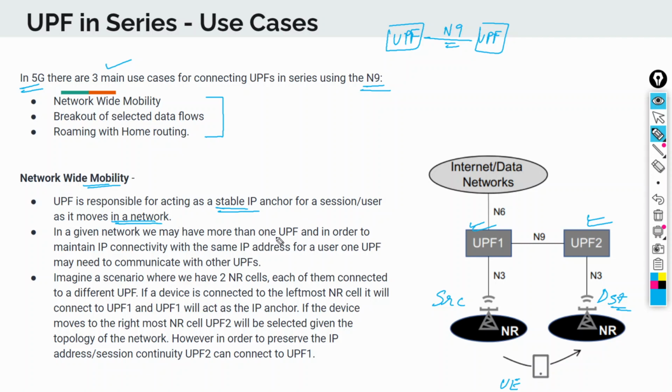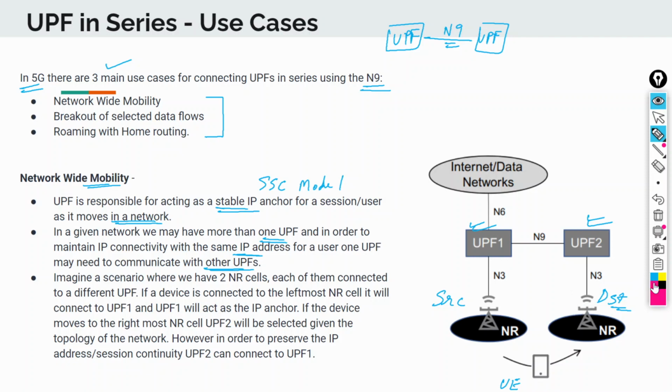In a given network, we may have more than one UPF, and in order to maintain IP connectivity with the same IP address, think about SSC mode 1, right? SSC mode 1 is where we would have the same IP address for a user, so one UPF may need to communicate with the other UPFs. We saw this briefly: in SSC mode 1, all the data traffic for the subscriber retains the same IP address, and in that case the PSA, the PDU session anchor, does not change as the mobility happens, right? So how would that work in this scenario?